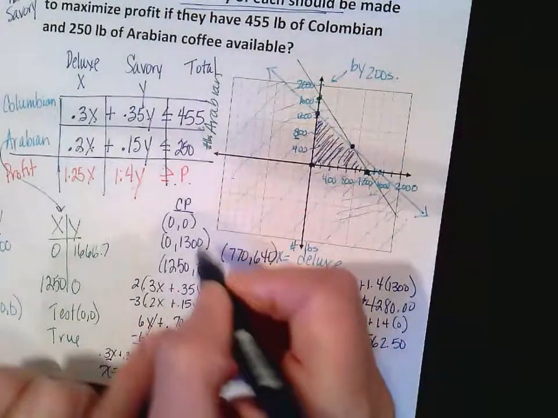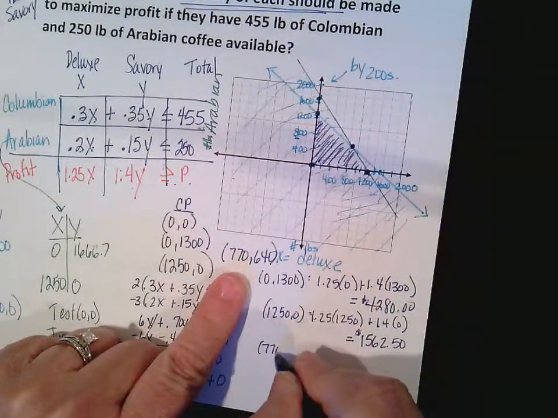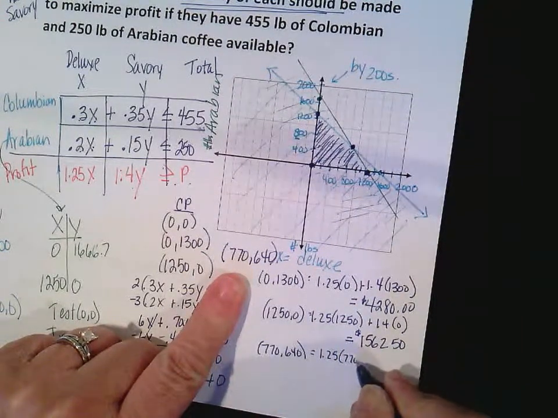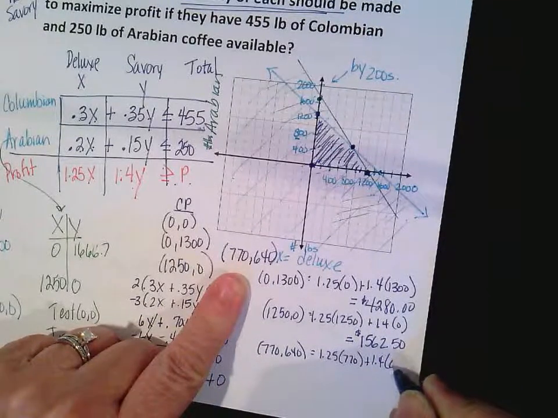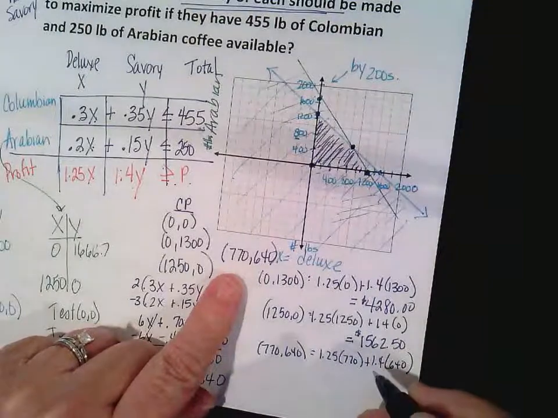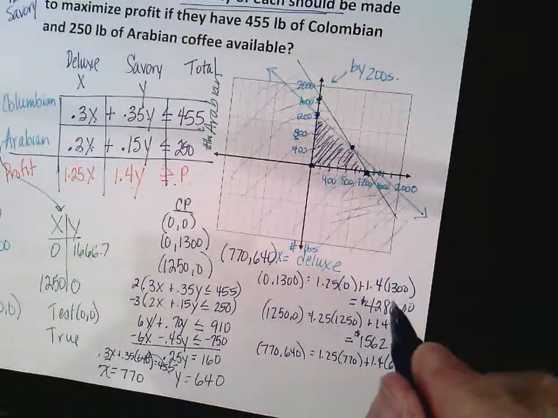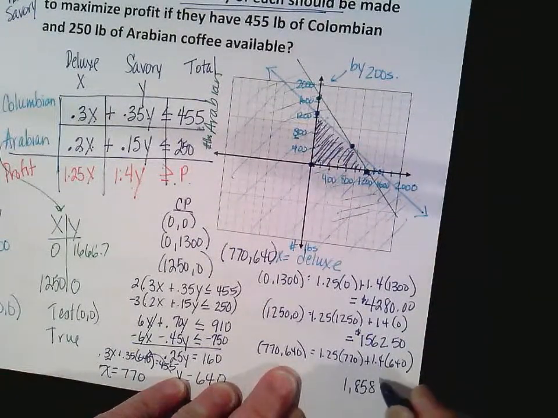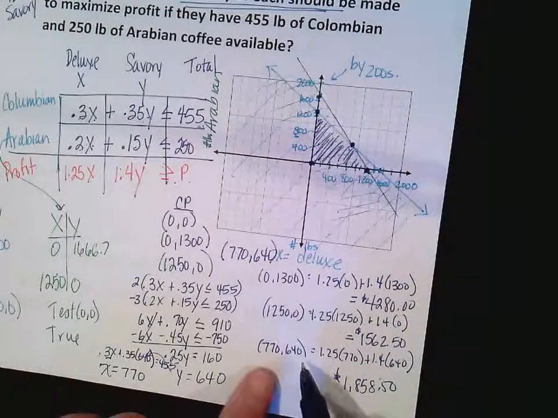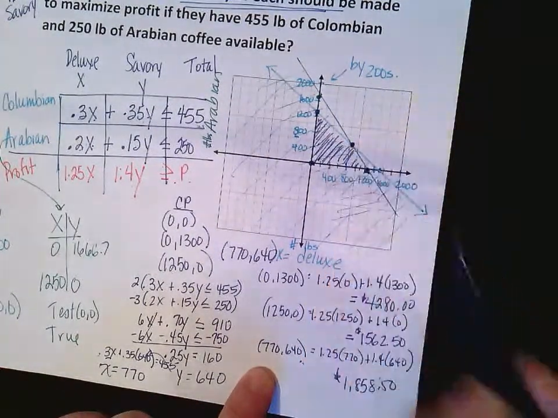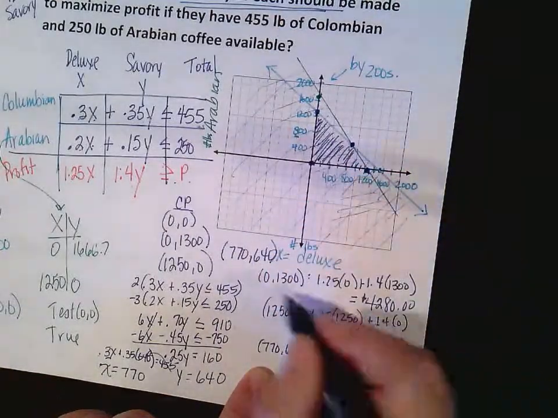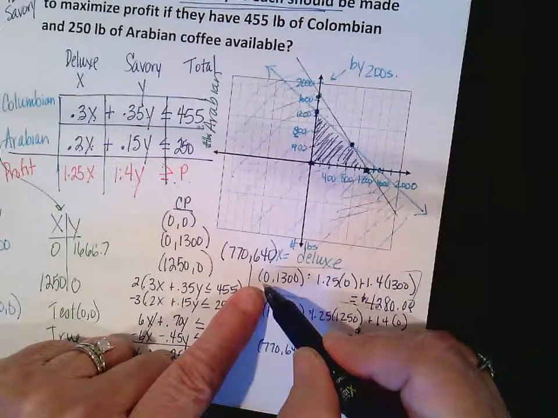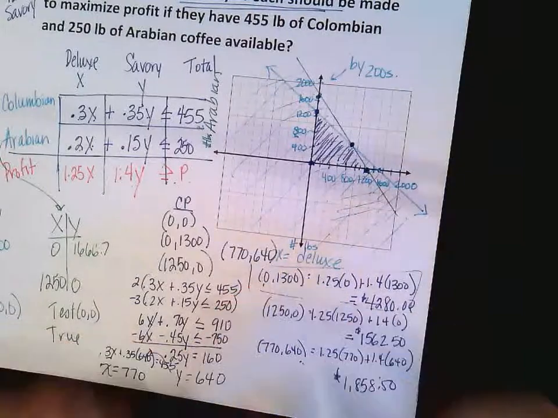And if I plug in this last corner point that we found, I have 770, comma 640. So I have 1.25 times 770 plus 1.4 times 640. And if I multiply that out and put it together, I get 1,858.50. So this corner point here was not my best profit. My best profit is going to be this one here, at 0, comma 1300. So I'm going to make the most profit if I don't have any deluxe and I make all savory. It's going to give me my most profit.